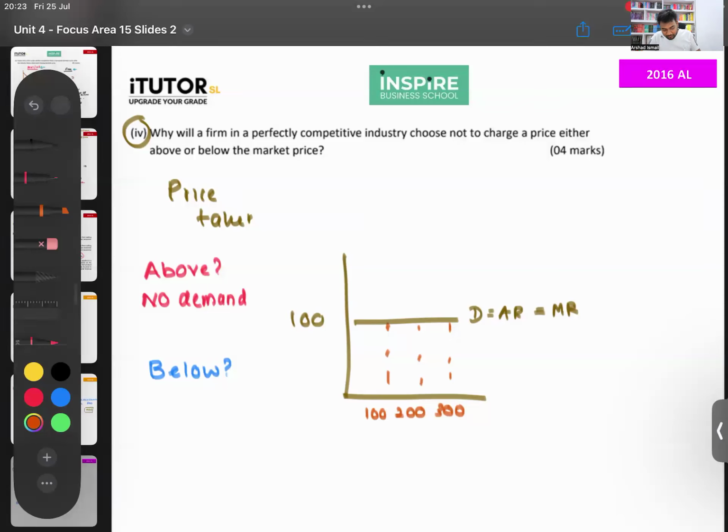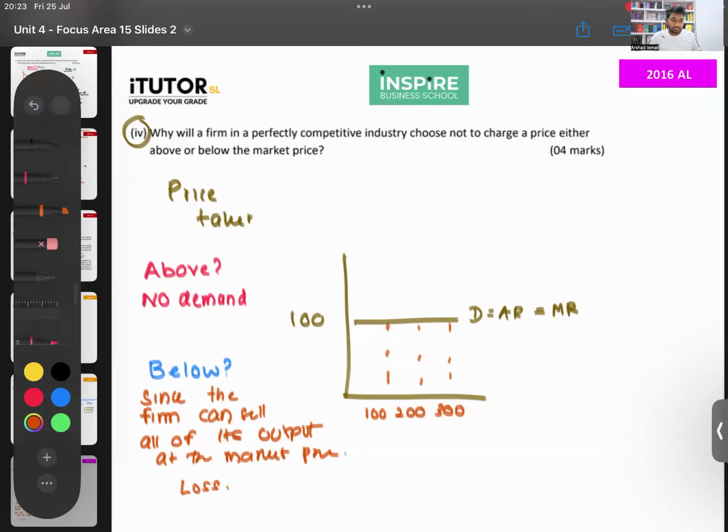So why not below, right? Since the firm can sell all of its output at the market price, why should you reduce the price? If you can sell all of it at the market price, why would you? Because if you reduce it, it just increases your loss. You might end up making a loss. So if there are enough and more people who are willing to buy.